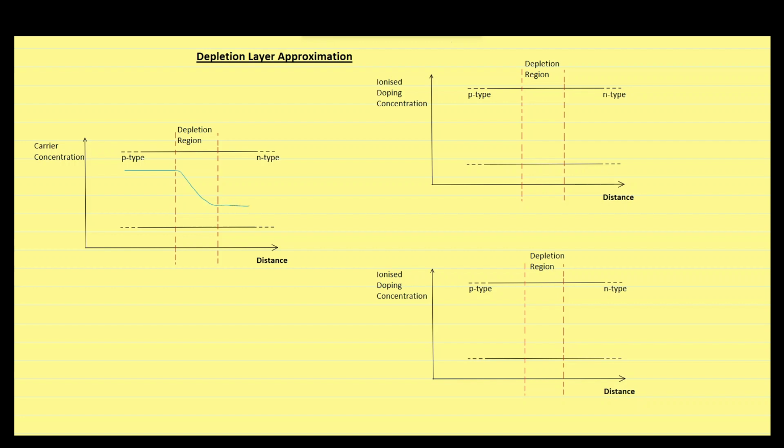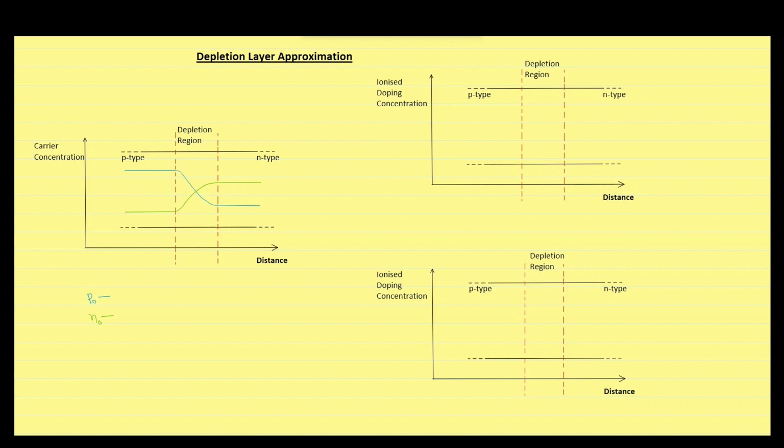So, the complete plot of hole concentration will look like this. Similarly, we can plot the free electron concentration. The region between the two red dashed lines represents the depletion region, as theoretically this is the region which is devoid of charge carriers. Now we will plot another diagram representing ionized doping concentration in n-type and p-type region.